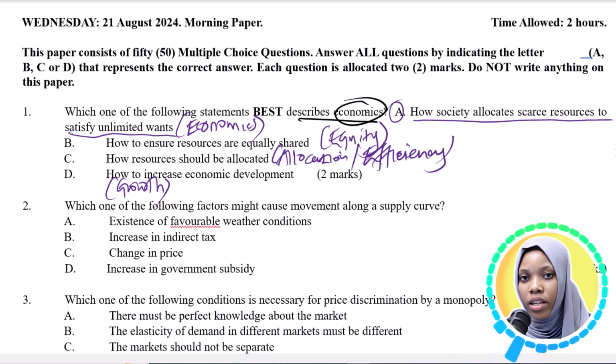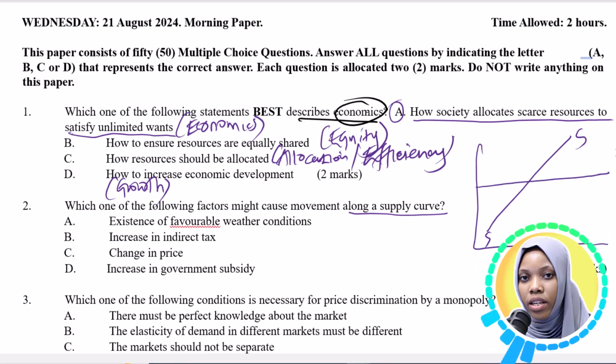Question number 2 reads, which one of the following factors might cause a movement along a supply curve? A supply curve is always rightward sloping, or positive sloping, and we are given the quantity here. This is quantity and this is price. So what could cause a movement along a supply curve? A movement along a supply curve should be like this, upward or downward.